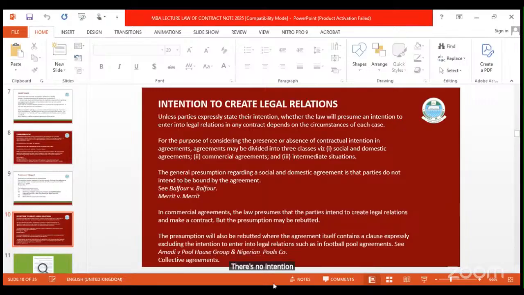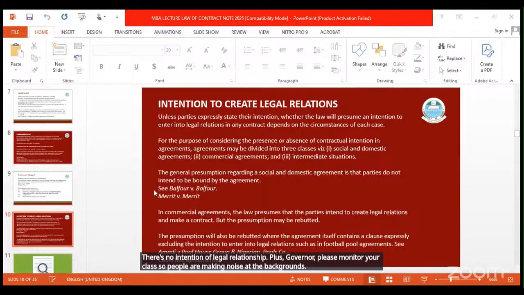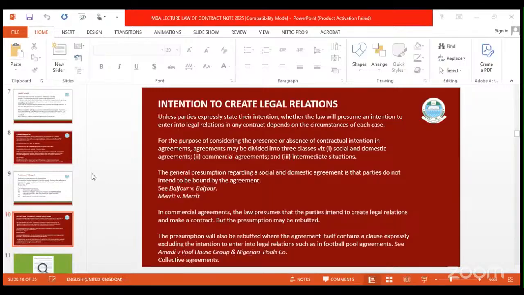legal relationship. Class governor, please monitor your class. So people are making noise at the background. Okay. So where are we now?